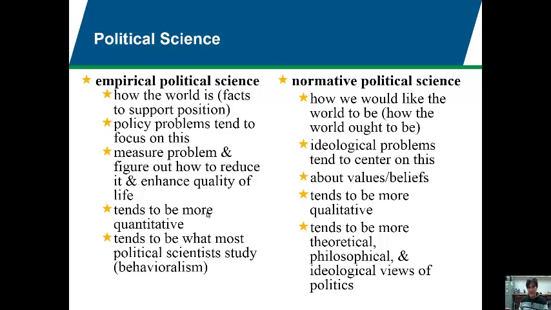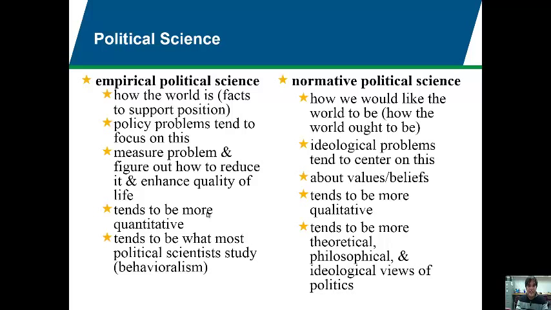It also tends to be what most political scientists study. Myself as a political scientist, one who's going on to their PhD in political science, we like to look at the data behind the problem, and it tends to be what most political scientists do. However, there are still political scientists who exercise normative political science. Normative political science doesn't necessarily look at policy problems, but it tries to look at how we would like the world to be, how the world ought to be.